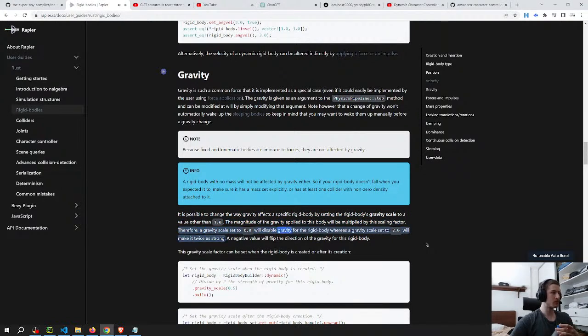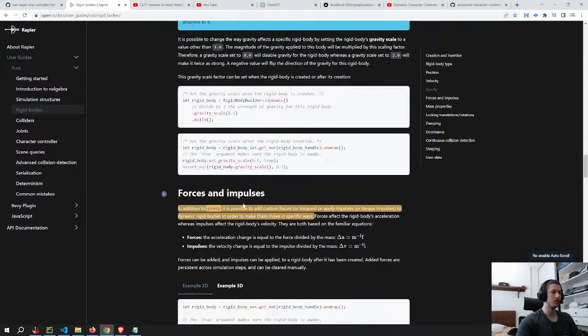Therefore, a gravity scale set to 0.0 will disable gravity for the rigid body, whereas a gravity scale set to 2.0 will make it twice as strong. A negative value will flip the direction of the gravity for this rigid body. This gravity scale factor can be set when the rigid body is created or after its creation. Set the gravity scale when the rigid body is created. let rigid_body = RigidBodyBuilder::dynamic() // divide by 2 the strength of gravity.